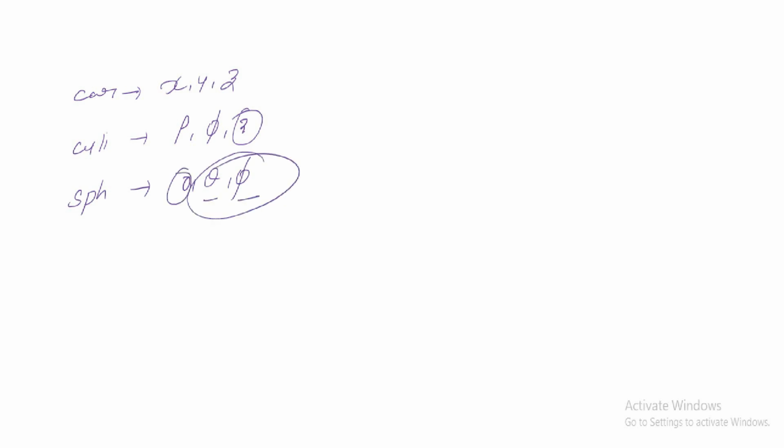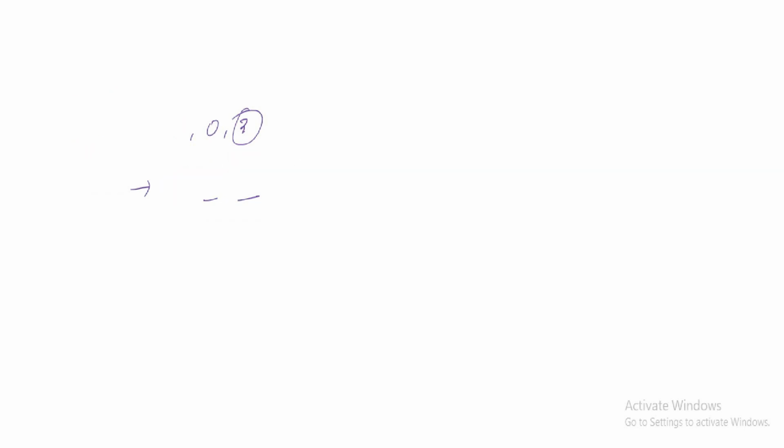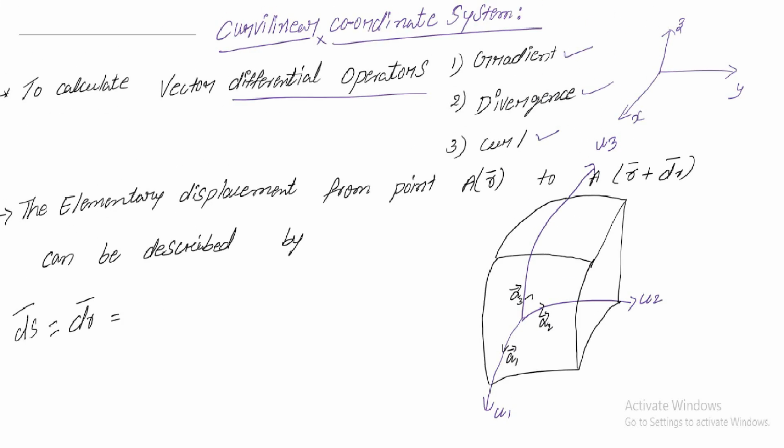But while considering differential volume, what is the differential volume for the Cartesian coordinate system? That is dv. So dv is equal to dx multiplied with dy multiplied with dz. It is in no way multiplied with any unit vector. So differential length is a vector, differential surface is a vector, and differential volume is a scalar. Remember that one.